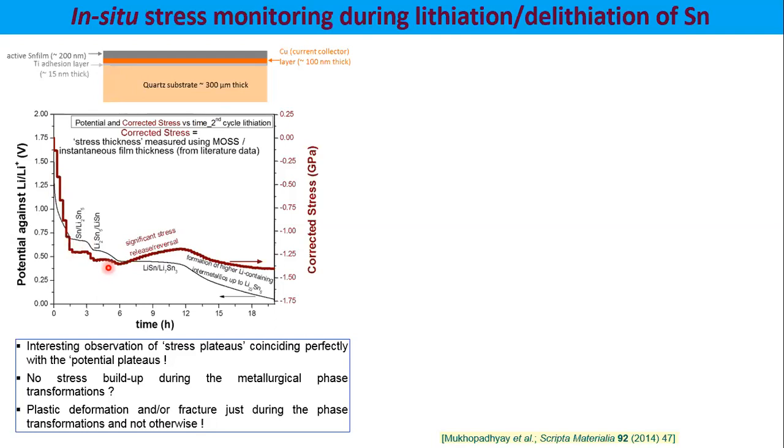These plateaus indicate the phase transformations occurring in the tin films due to the formation of various lithium-tin alloy intermetallics. Over the cycle, as time passes, the stress due to lithium gets removed. This is due to plastic deformation of the tin film, and with progress of lithiation, stress again starts to build up.